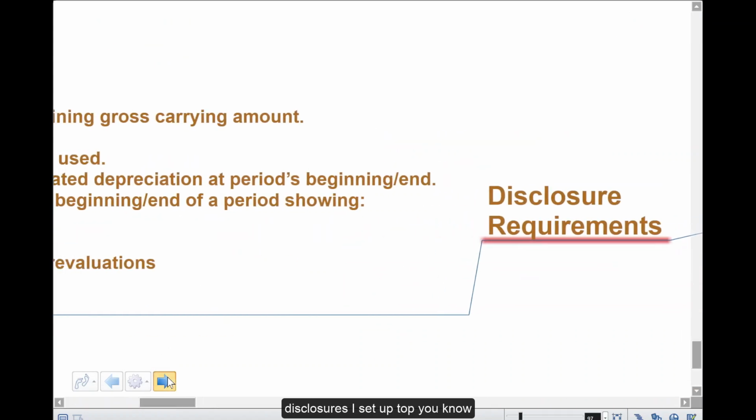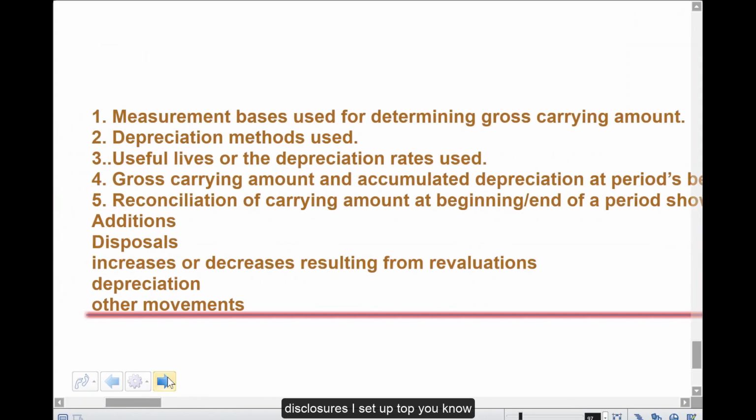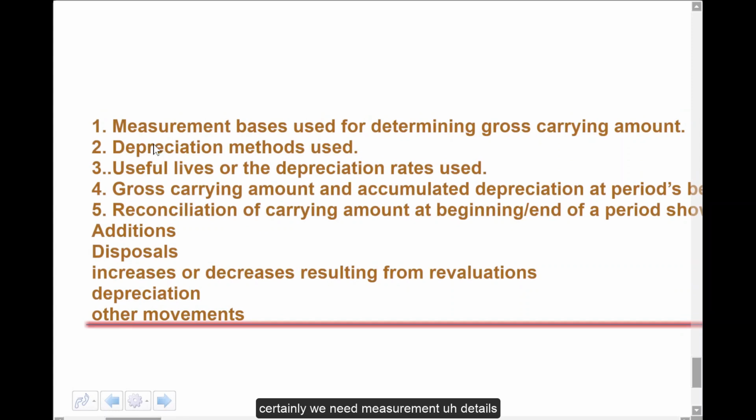Okay? In terms of disclosure, as I said up top, disclosure is probably for me the simplest area of the FA course, because when we think about what we've been through in each of the sections so far, certainly we need measurement details. We need methods, i.e., let's say, straight line versus reducing balance. We certainly need useful life. Outside of that, gross values, then reconciled amounts, and that will be a function of several things, as you would expect: additions, disposals, increases, maybe a revaluation, etc.